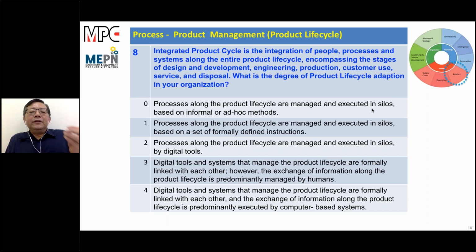Then number four is digital tools and systems that manage the life cycle are formally linked with each other, and the exchange of information along the product life cycle is permitted and executed by the computer-based system. Means that your product life cycle is managed by computerized. Okay, so you know when to start, when to end. Humans do not intervene on that. So that is the life cycle of the product that you have.